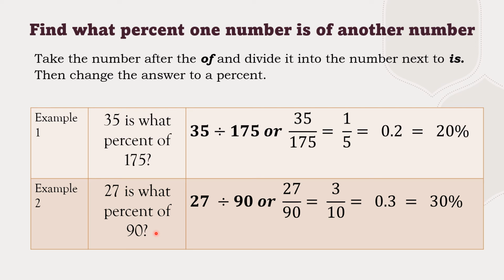Next, example number 2: 27 is what percent of 90? The number after the "of" is 90, and the number next to "is" is 27. So 27 divided by 90, or 27 over 90. Reduce to lowest terms by using the GCF of 9, so that is 3 over 10. So 3 over 10 gives the decimal 0.3. Convert 0.3 into a percent, and that will become 30%. 27 is 30% of 90.